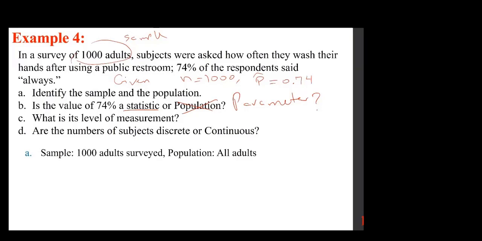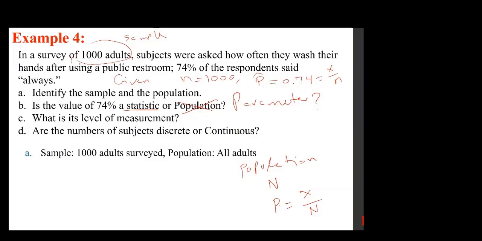So n is 1,000 and p is 0.74. Because if we are dealing with the population, class, I'm going to write it here. If we are dealing with the population, then notation calls for capital N to represent the size of the population, and capital P to represent the proportion for the population. Excellent. So with that being the case, let's go to the next one, the level of measurement.